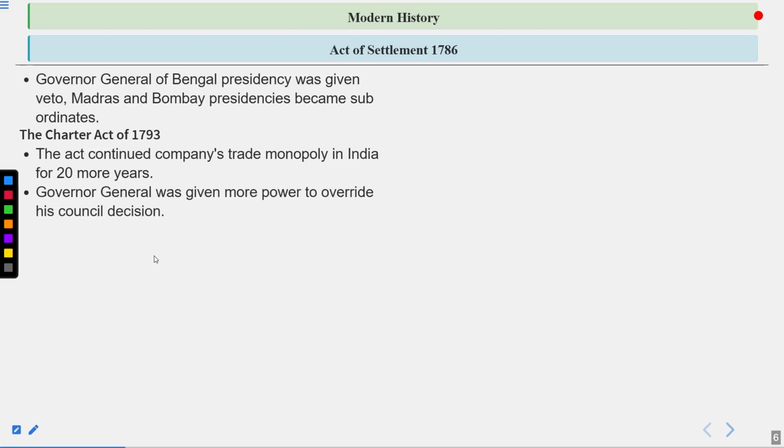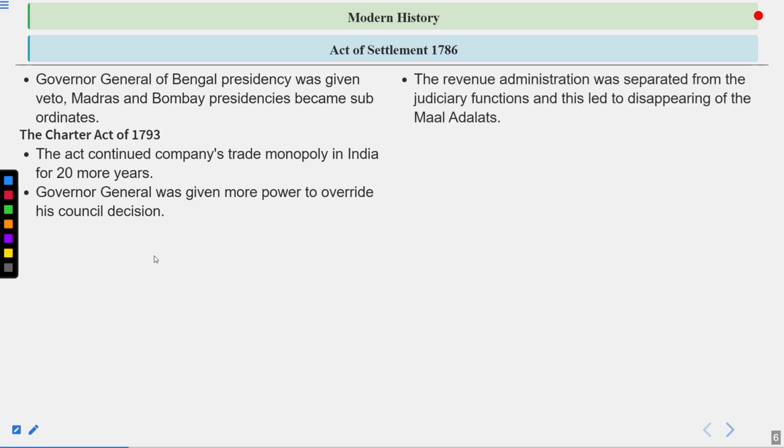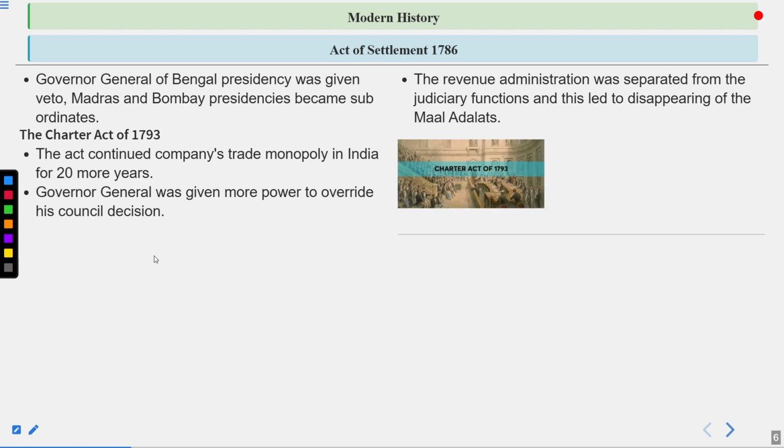The Governor General was given more power to override his council's decision. As I was saying, this time Cornwallis became the Governor General, and he wanted a lot of powers in his hand, and that is why you can see that the Governor General was becoming powerful at this time. The revenue administration was separated from the judiciary functions, and this led to the disappearing of mal adalats. So that was the Act of Settlement of 1786, and after that the Charter Act of 1793 also came. And do remember, this act added some particular power to the hands of the Governor General of Bengal.